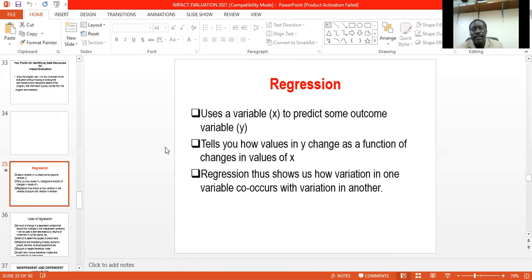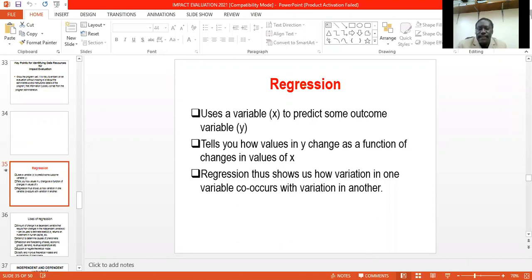It tells you about the relationship among variables between X and Y, so that you can predict the outcome of something. If you want to predict, you can use regression to predict. It tells you how values in Y change as a function of changes in values of X. You can use it to make a prediction about tomorrow, to assess the current situation, evaluate accordingly and advise the policymaker. So you simulate by using the variables under estimation.